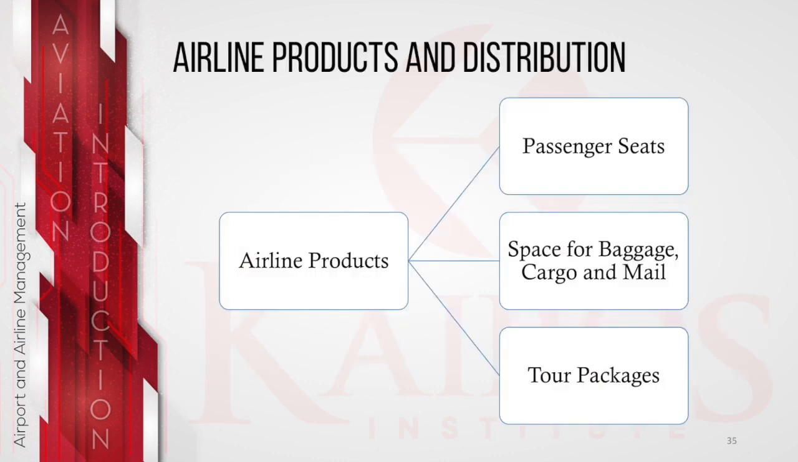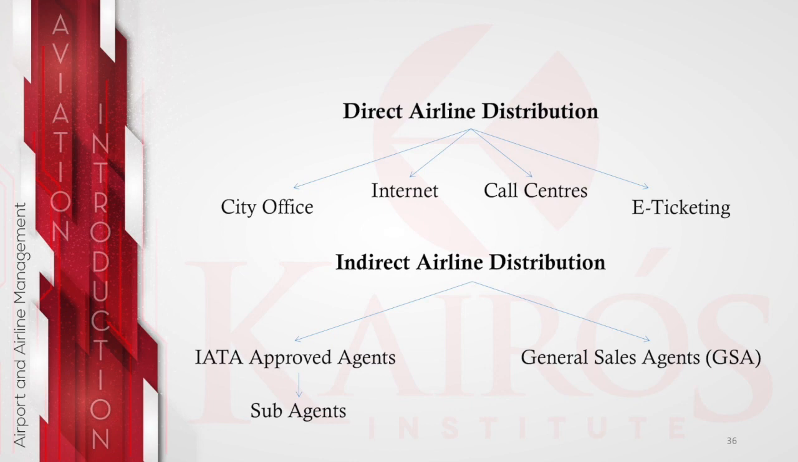Airline products and distribution. What are airline products? Airline products are the passenger seats, the space for baggage, cargo and mail, and tour packages. How do airlines distribute their products? There are two ways that airlines distribute their products: direct airline distribution and indirect airline distribution.